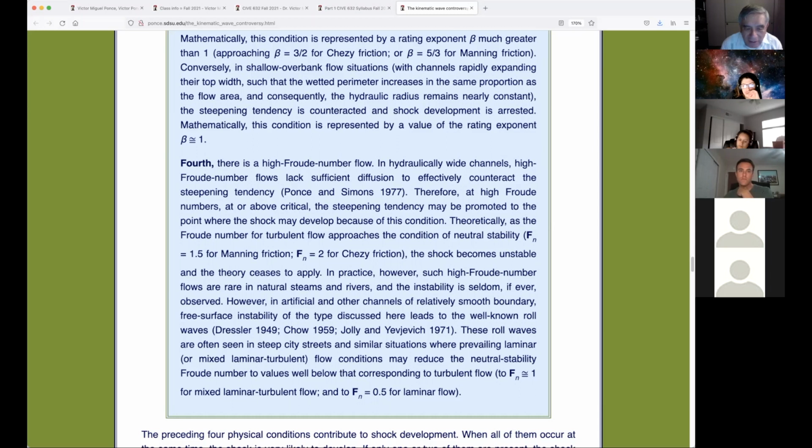In practice, however, such high Froude numbers are rare in natural streams. So the instability is very seldom encountered in natural streams. But in an artificial channel, you can have it. And that's the reason why the roll waves of Dressler and other people form only in artificial channels, not in natural channels. There's a case in Bolivia where they had a natural channel. They never had a problem with it.